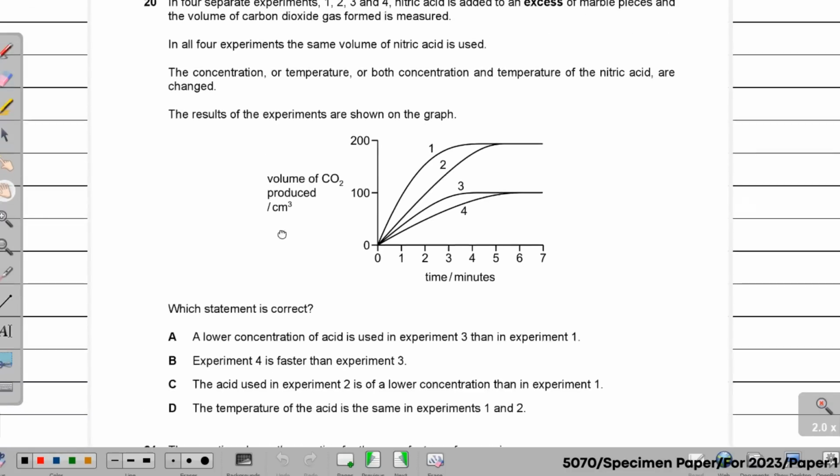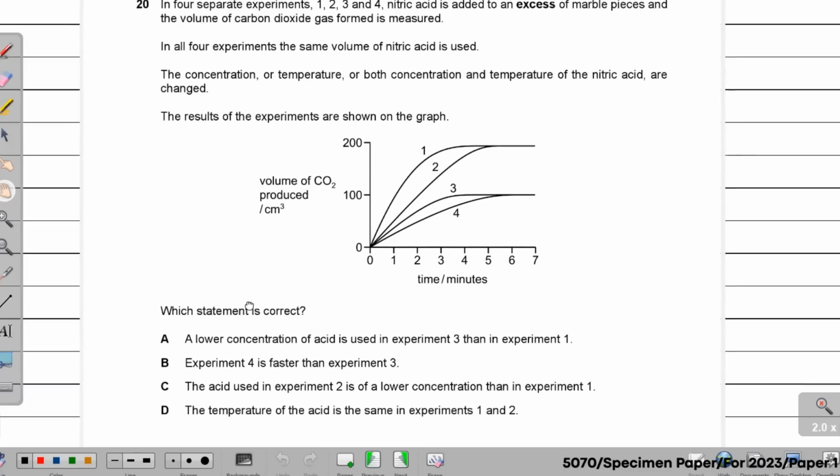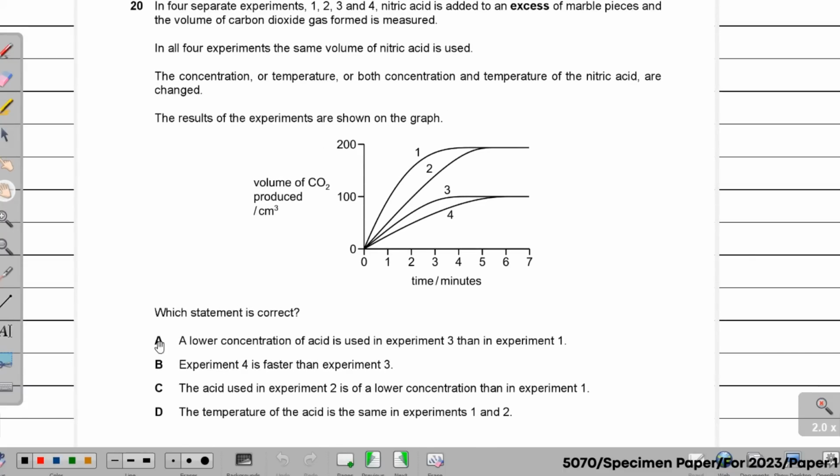The next question is related to the rate of reaction. So in number 20, in 4 separate experiments, 1, 2, 3, and 4, nitric acid is added to excess marble pieces, and the volume of carbon dioxide gas formed is measured. In all 4 experiments, the same volume of nitric acid is used. So this is obviously limited. And next, the concentration or the temperature, or both concentration and temperature of nitric acid are changed. The results of the experiment are shown on the graph. Which statement is correct? Okay, so we have to deduce them one after another.